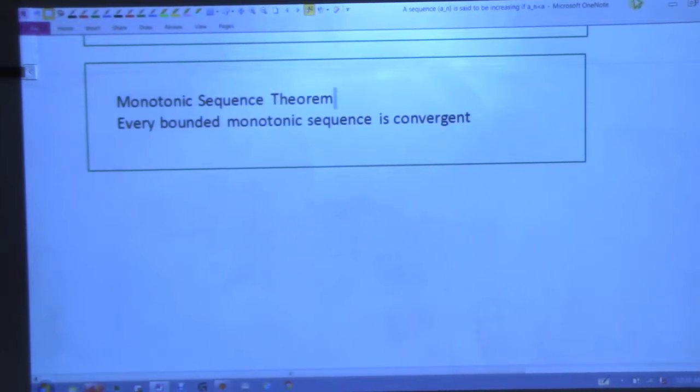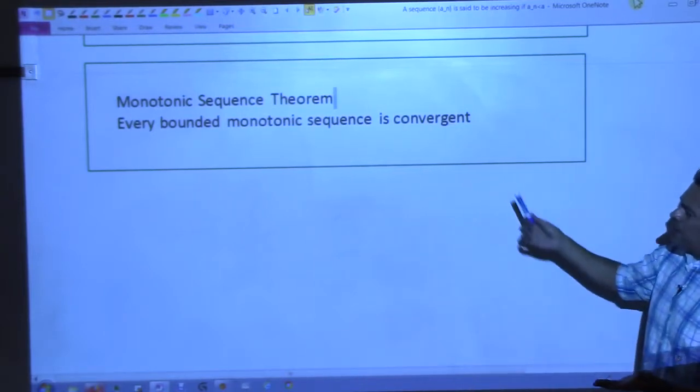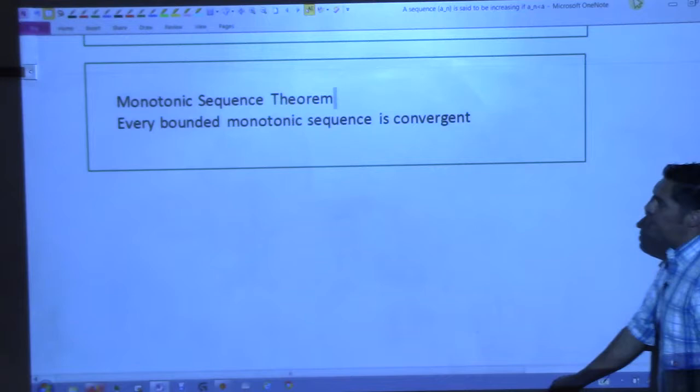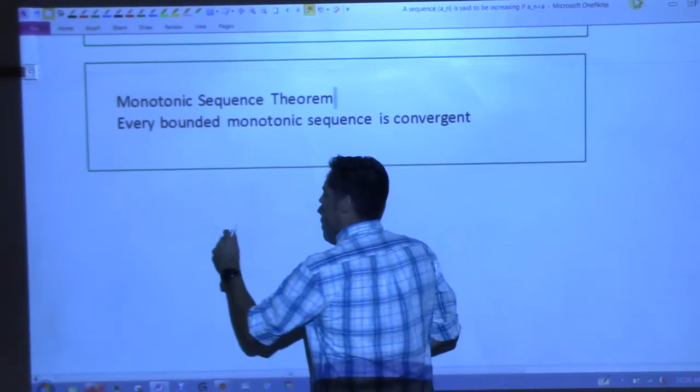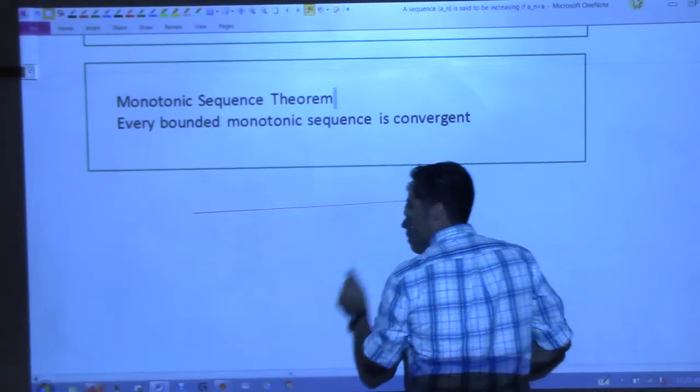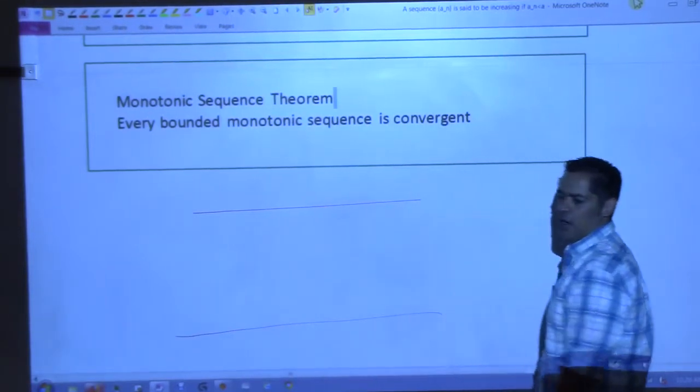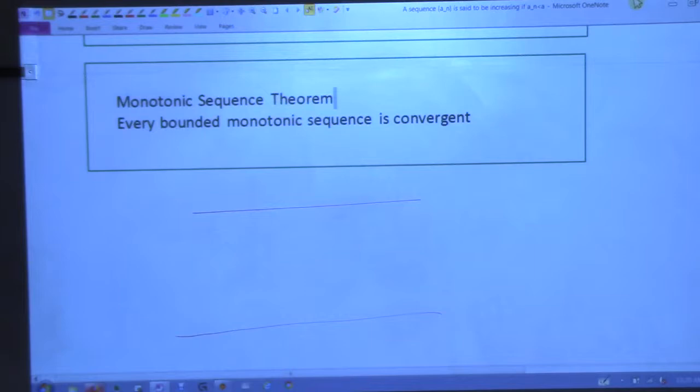Let's see if we can do a visual proof of this theorem. Can we not convince ourselves that this is true? So let's say we have a sequence that's bounded. That means that there's a ceiling and a floor that my sequence can't go past, right? And then let's make it monotonic, which means that it has to be either decreasing or increasing, right? So you pick one.